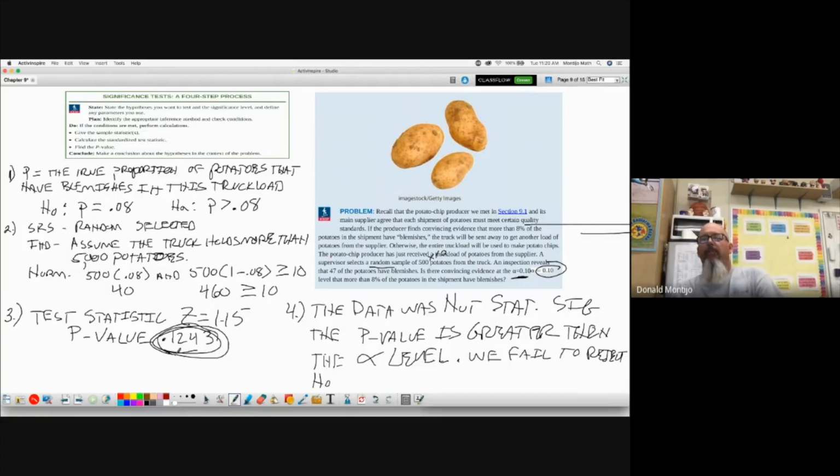Assuming that 8% of the truck is bad, the probability of finding a sample such as the sample that we found would happen 12.43% of the time just due to sampling variability. We do not have enough evidence to reject the null. Therefore, we would accept this truckload of potatoes and go make some chips.